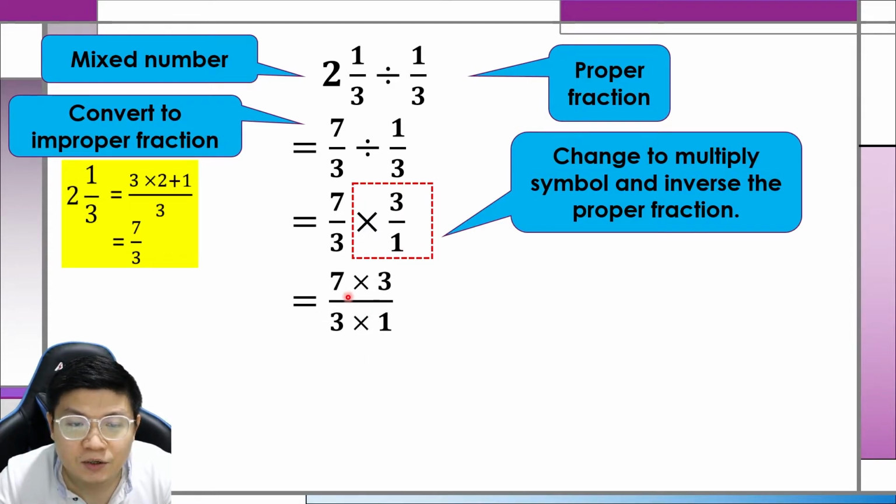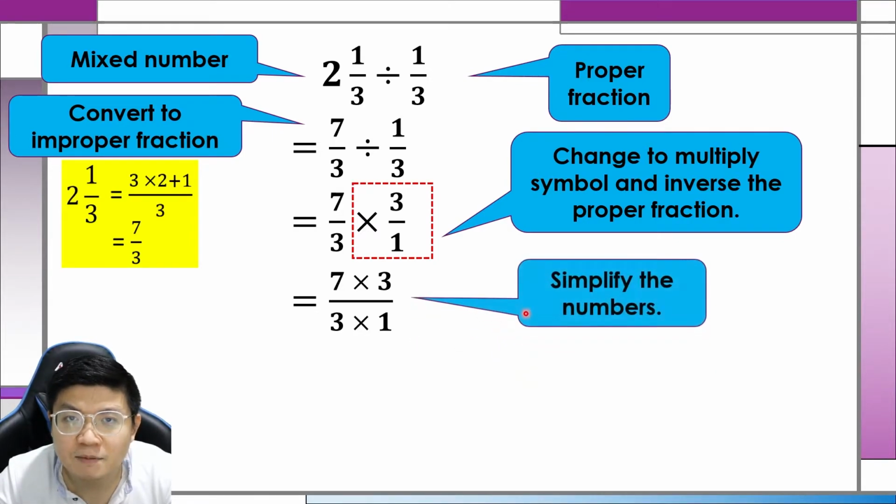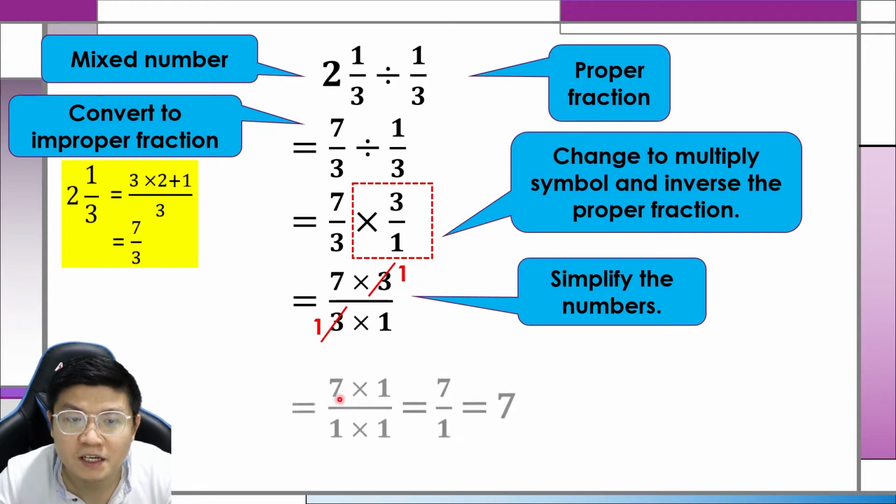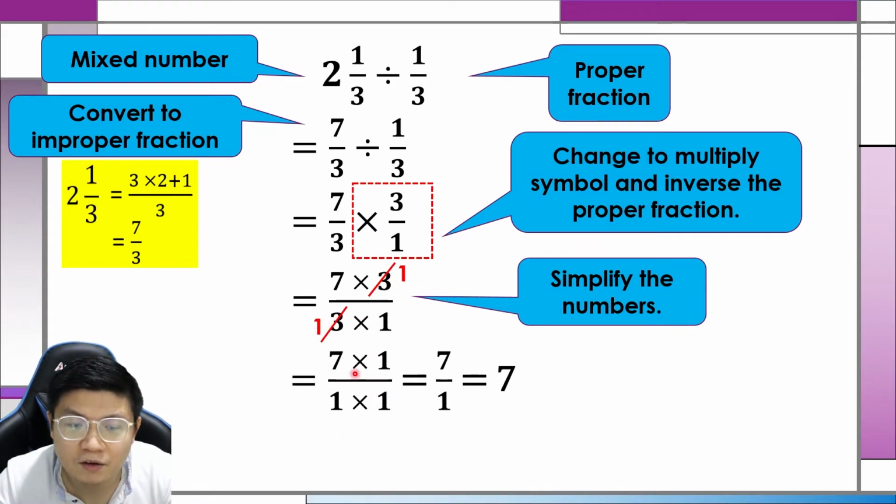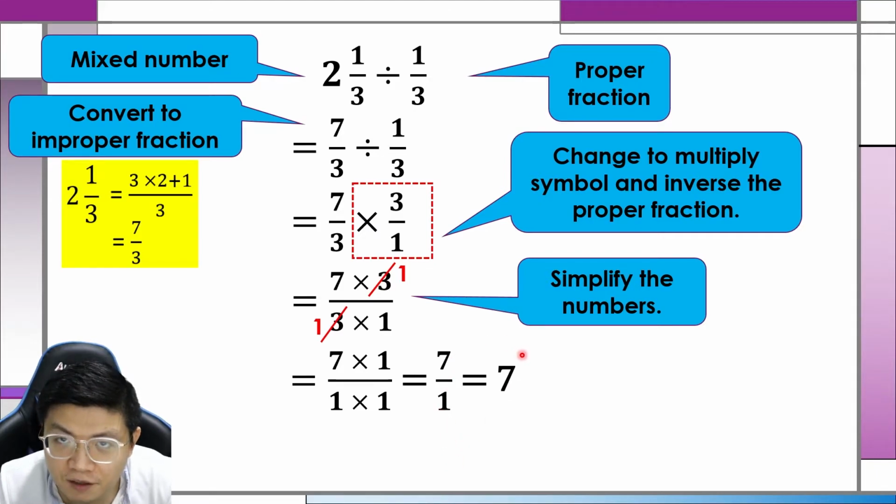Okay. So next step, I'm going to multiply the numerator with the numerator and the denominator with the denominator. So before that, try to simplify it if possible. Here, I can simplify the numbers by taking the times table of 3 here and here. Okay, so after you simplify, I get 1, 1. After that, you multiply 7 times 1 over 1 times 1 equal to 7 over 1 and then put it as 7. Okay, do not leave the answer as 7 over 1 because this and this are different. Alright?